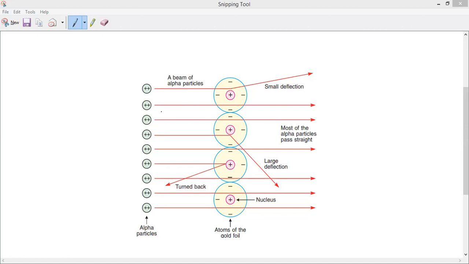When he is passing alpha particles, fast moving particles, through almost 1,000 atoms of gold foil, then he noticed that most of the alpha particles are passing straight, meaning they are crossing the gold foil and coming outside. Because actually what they thought was that if they strike the gold foil they should come back, but they are not coming back, they all are passing through.